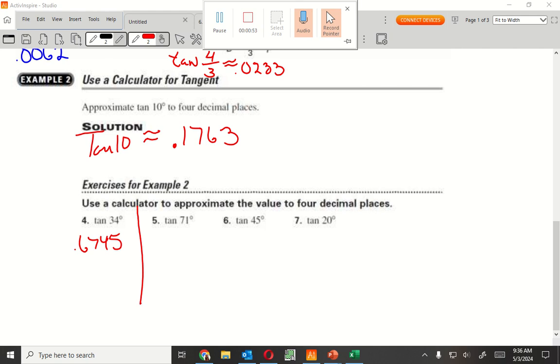Tan 71 is 2.9042. Oh, there's a 2 in front of it. I'm sorry, I did not understand you were saying that. So 2.9042 for the 6.